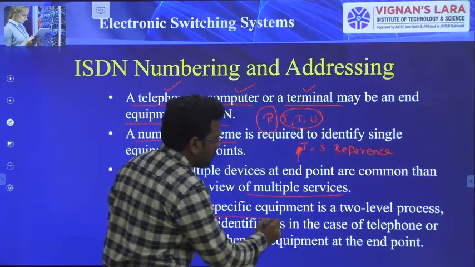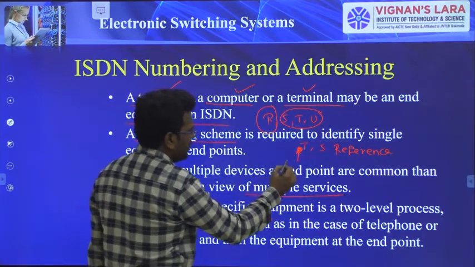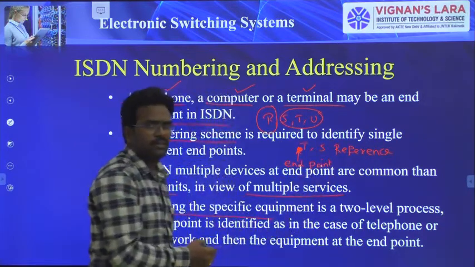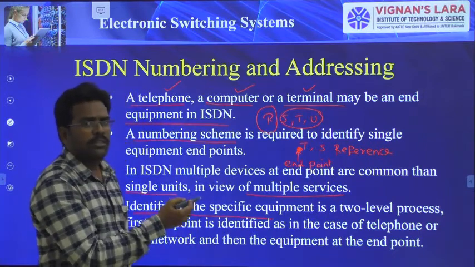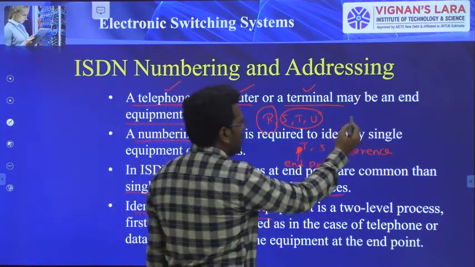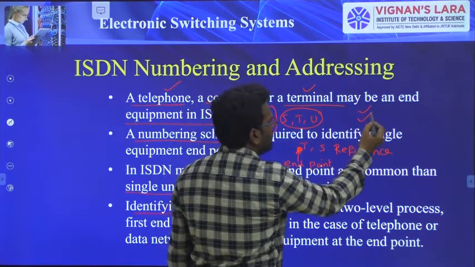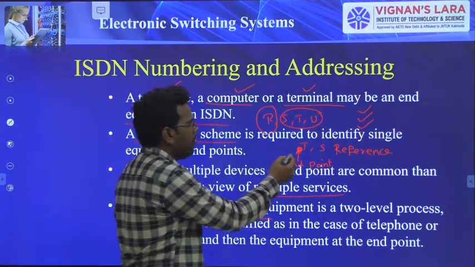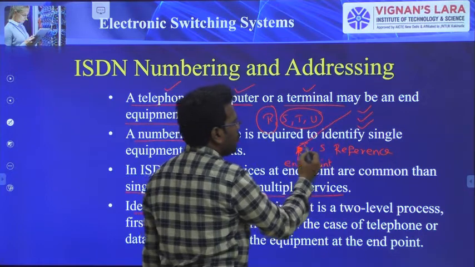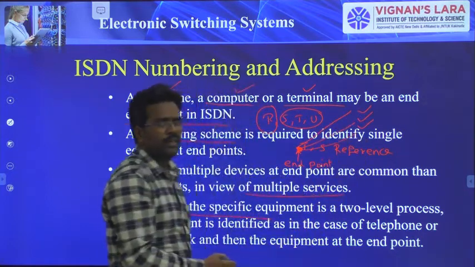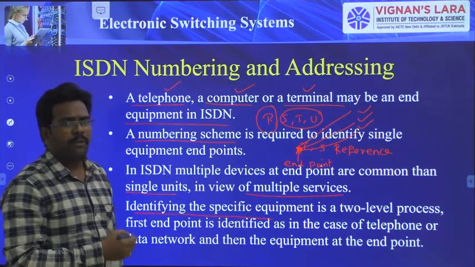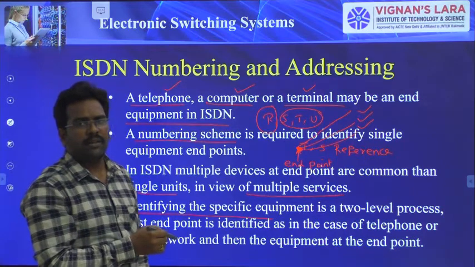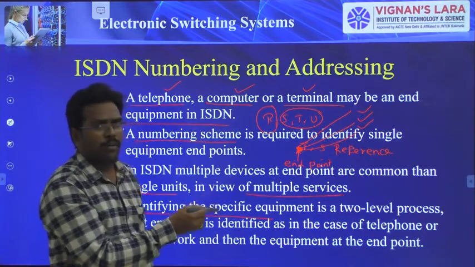So here we identify the specific equipment. For this endpoint we may have different end equipments. You have to identify that also, whether he is getting service for a telephone, for his computer, or for some fax. After reaching the endpoint, it has to assign to whom it has to connect, which service it has to provide. So identifying the end equipments is done in a 2-level process.